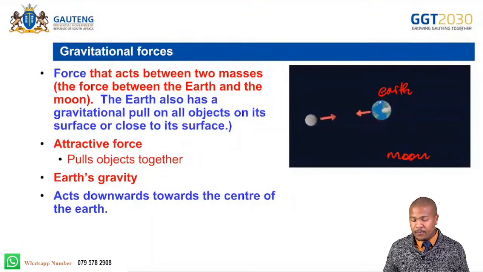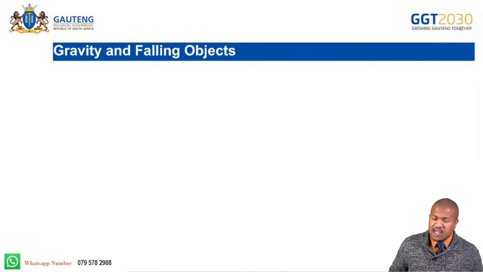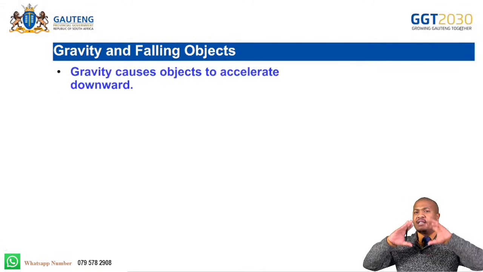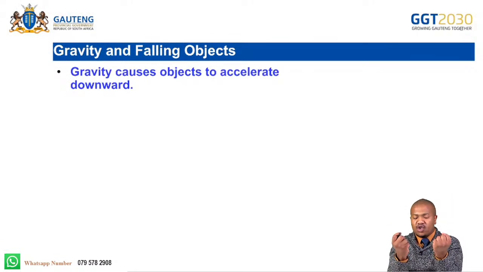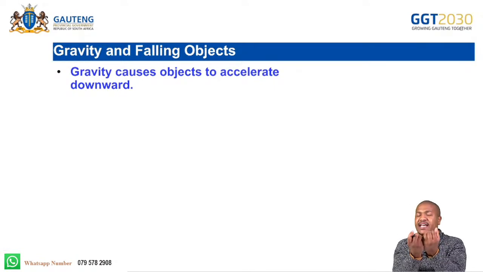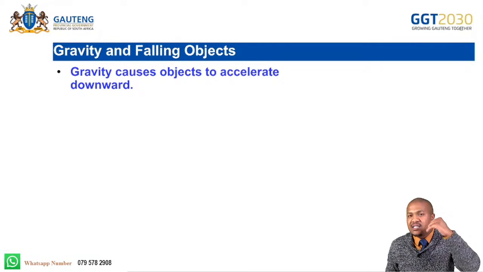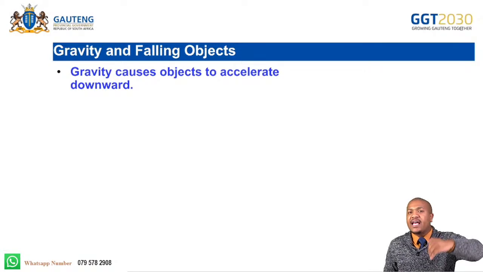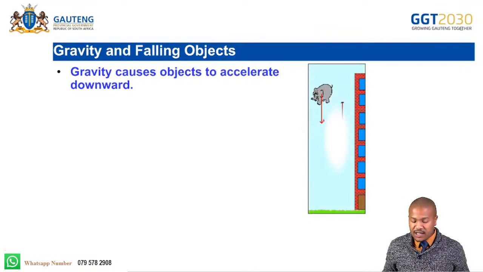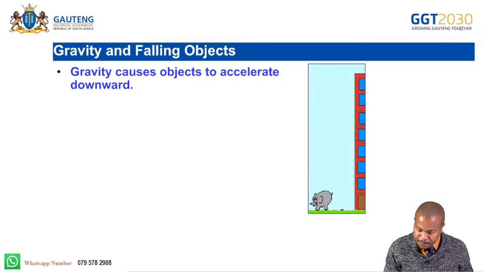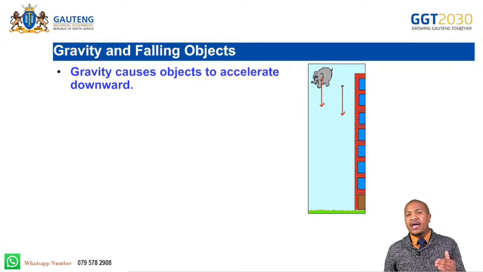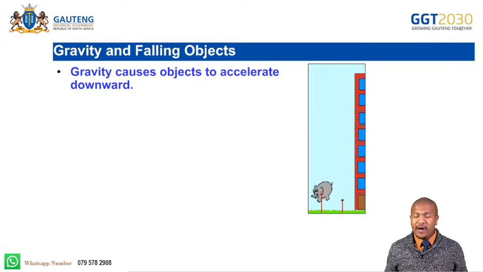Are we together? Now, think of this pulling force that pulls everything towards the center of the earth. It has an effect on falling objects. Gravity causes objects to accelerate downward, to build up speed as they go down. So here we have an example, an elephant falling from a building. What happens now?